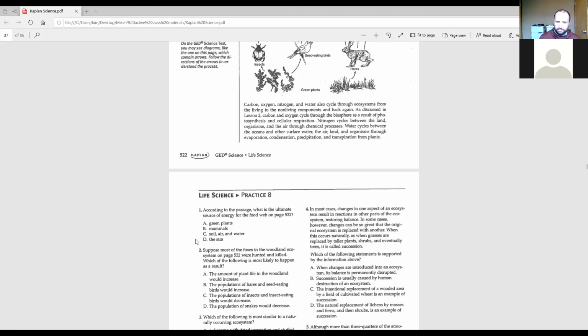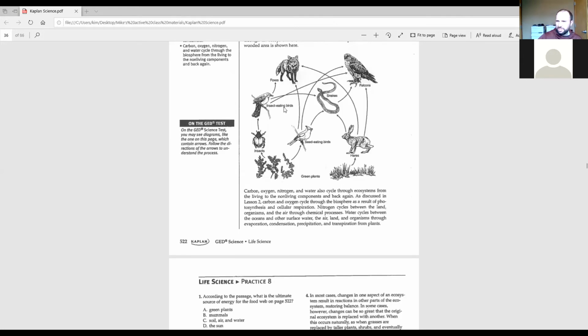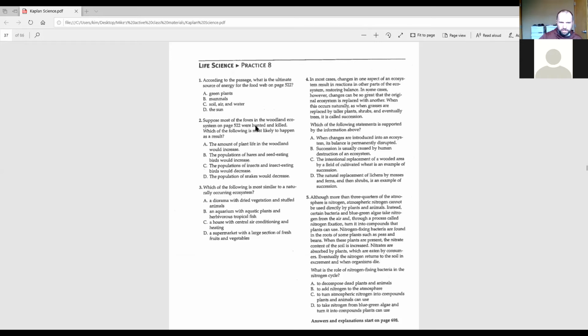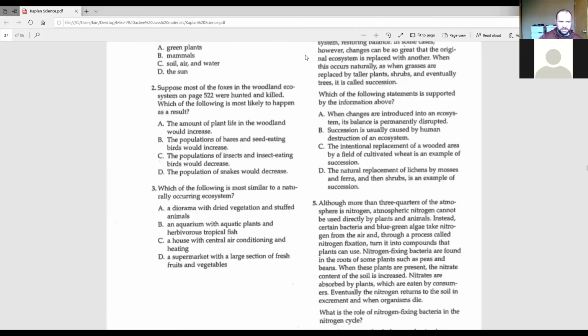All right, that's straightforward. Here is another question based on this food web, and the other questions all deal with ecosystems, or at least I think so. This question deals with foxes. Here's a hypothetical situation: suppose most of the foxes in that woodland ecosystem were killed and hunted. Which of the following is most likely to happen as a result? If you were to remove most of the foxes from that food web, what would happen?